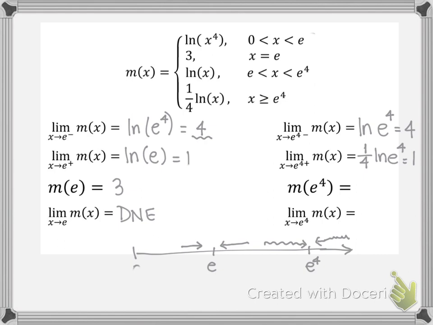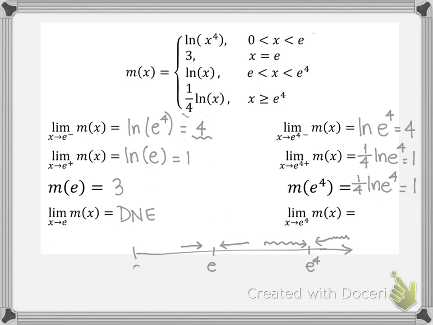Okay, next is not asking for a limit. They just want me to tell what's happening at e to the fourth, at that point. I can see here this underscore that tells me that at the value e to the fourth, this is where the function lies. So I'm going to plug in e to the fourth there. So I again have 1/4 ln of e to the fourth. That would give me 1/4 times 4, or 1.